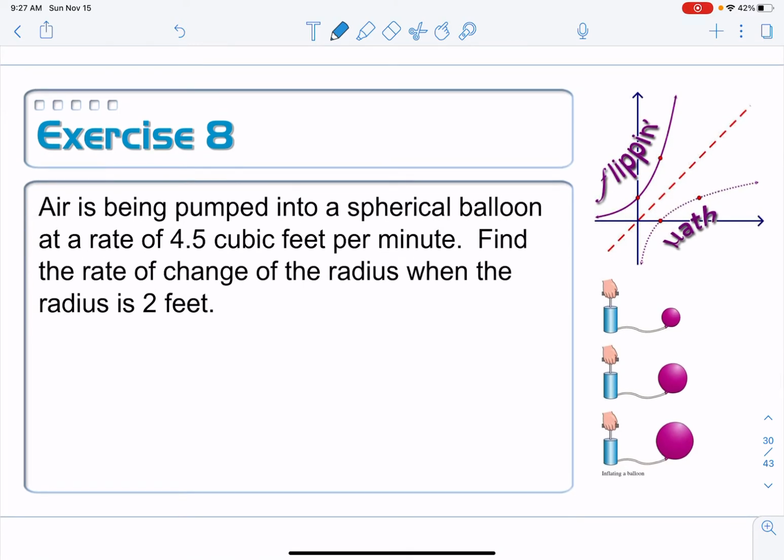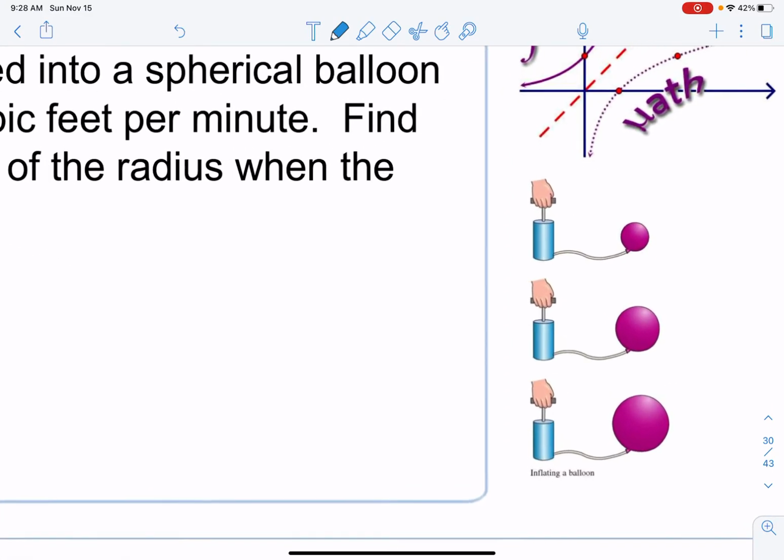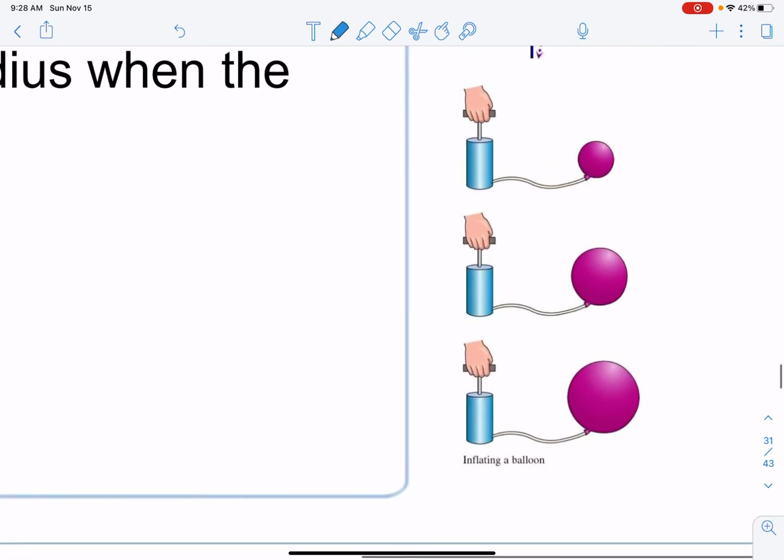Anyway, on 8. Air is being pumped into a spherical balloon at a rate of 4.5 cubic feet per minute. Find the rate of change of the radius when the radius is 2 feet. Remember, step 1 is to draw a picture. And voila, I've done so.